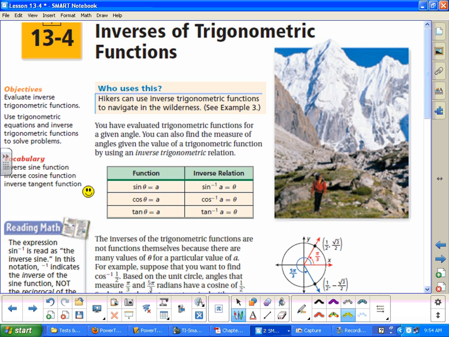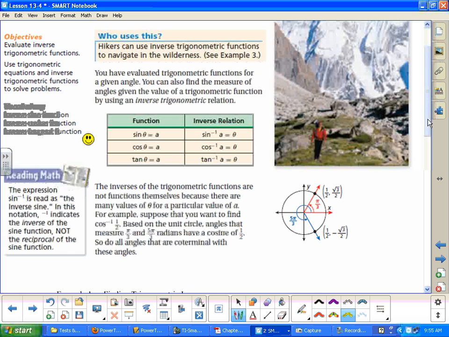So here you can see the inverses. If sine of the angle is equal to a, or cosine of the angle equals a, or tangent of the angle equals a, then the inverse sine of a, which is the ratio, equals the angle. Inverse cosine of the ratio equals the angle. And inverse tangent equals the angle. Now, we've talked about the reciprocal functions, secant, cosecant, and cotangent. That -1 does not refer to them. So don't get that confused with the exponent that moves things to the denominator. When we're talking about inverses, we're switching x and y.